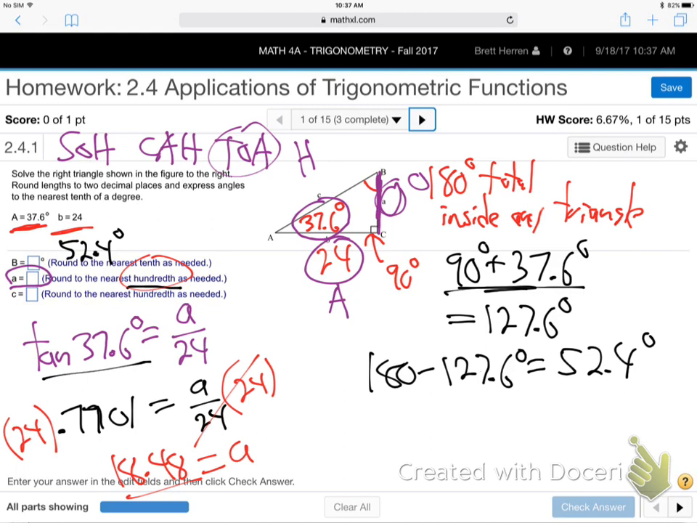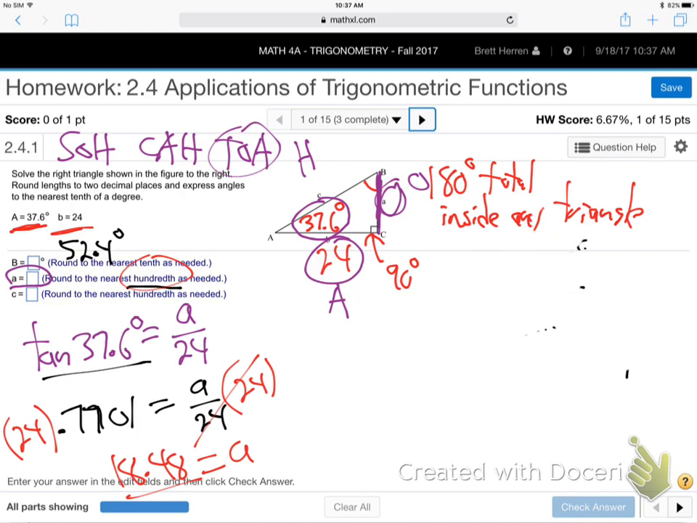And then finally they want little c. To find little c, you ask yourself, okay, here's the c, it's the hypotenuse. So what trig relationship uses the 37.6, the 24, and the hypotenuse? Adjacent over hypotenuse, cosine. Now you might think, well, couldn't we just use the little a? We know the little a now. Yeah, but that's a rounded number.